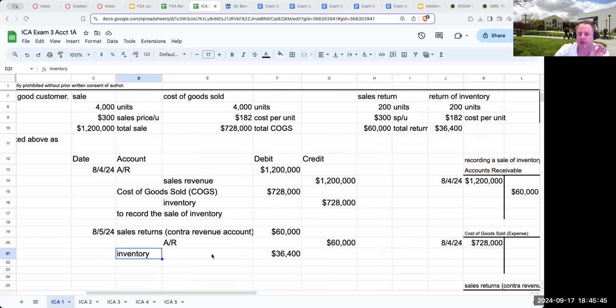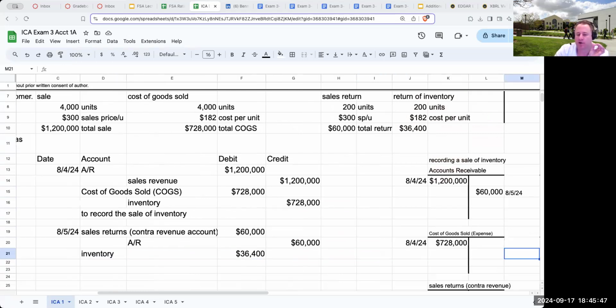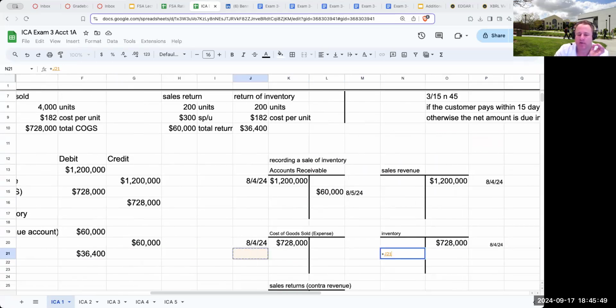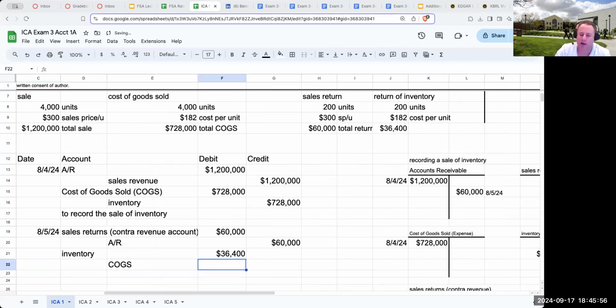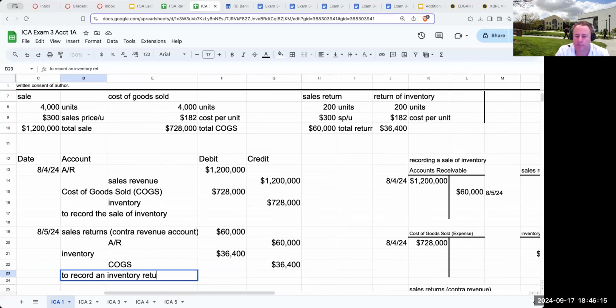So we're going to have inventory coming back onto our books of 36,400. And what I'm going to do over here is I'm going to credit cost of goods sold for the 36.4. Now, this is also, again, a little bit different than with the sales returns. We're not as concerned about it with cost of goods sold, but when you have a sales return, this is how we're going to go through and record it. So over here, I'm going to record an inventory return.